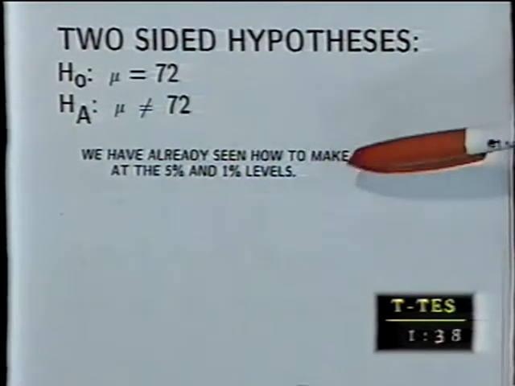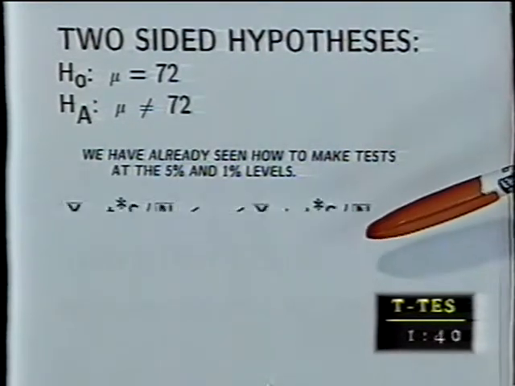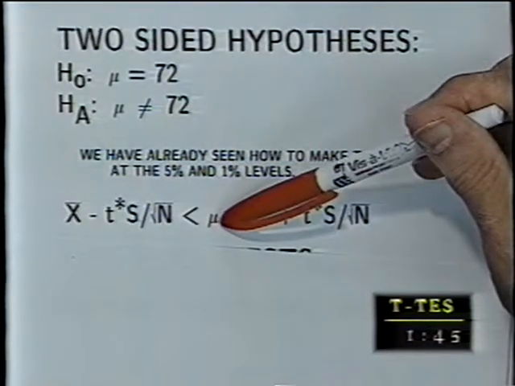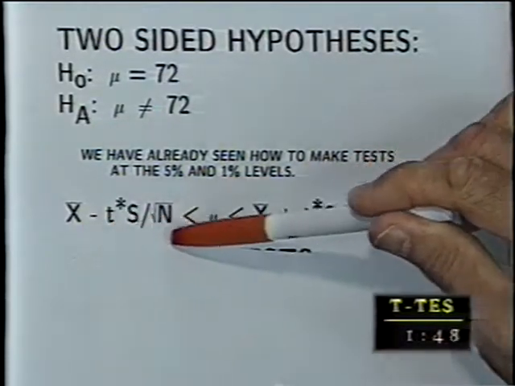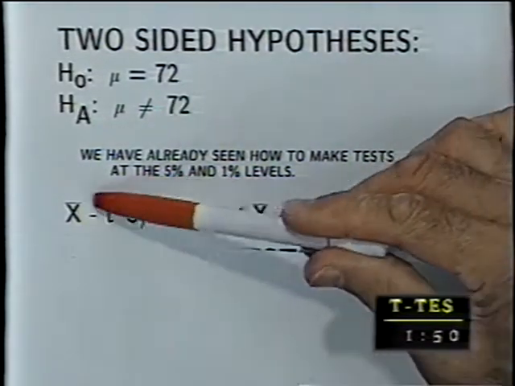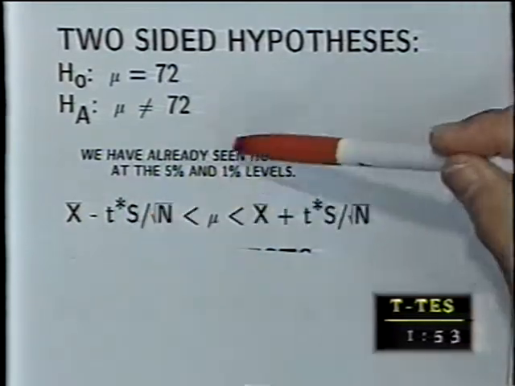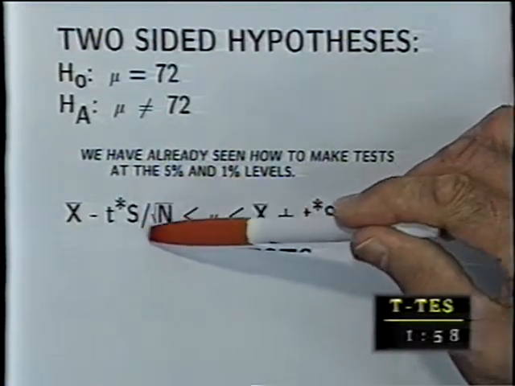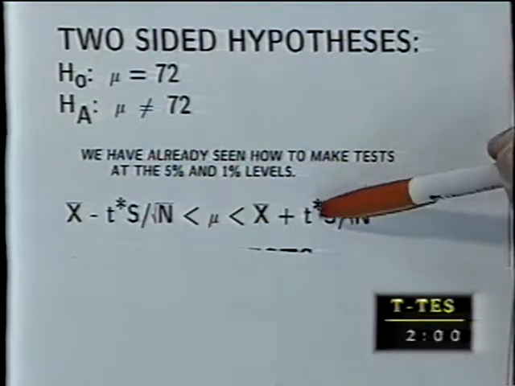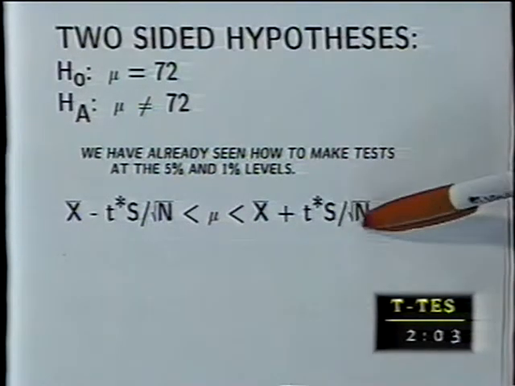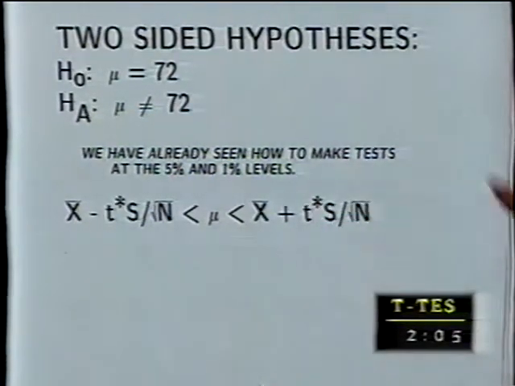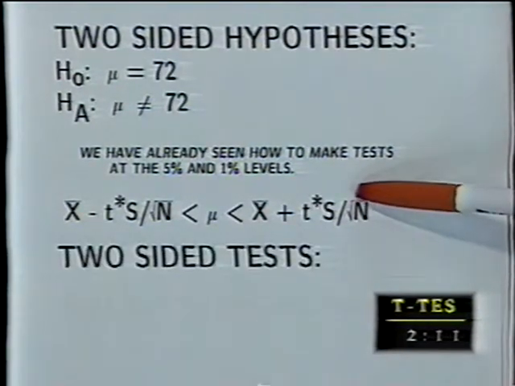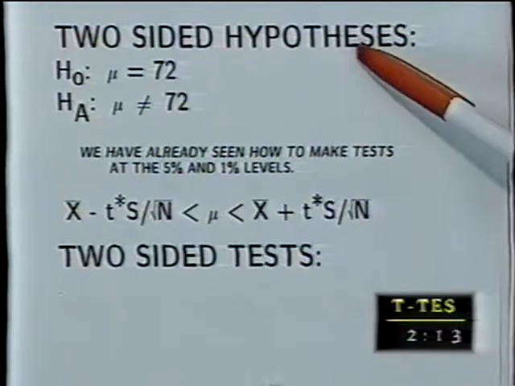Okay? We've already seen how to make 5% and 1% level tests. And in fact, this is what it is. If you write it out, what it was is you say the mean is between x bar minus something and x bar plus something. And what that something is, a number like 1 or 2 for 5 and 1% level test, 1 and 2, times s divided by the square root of n, which is the standard error. So this is actually how you do the hypothesis testing, where you put 1 or 2 in here for the t star. Okay? Now, this is called a two-sided test of this two-sided hypothesis.